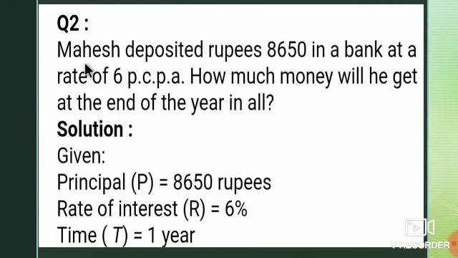Second example: Mahesh deposited rupees 8650 in the bank at the rate of 6 PCPA. How much money will he get at the end of the year in all? Here the deposit is the principal, so you can write principal is equal to 8650 rupees. This is the rate of interest, 6% per annum. So rate of interest is equal to 6%. At the end of the year means 1 year only. So time is equal to 1 year.